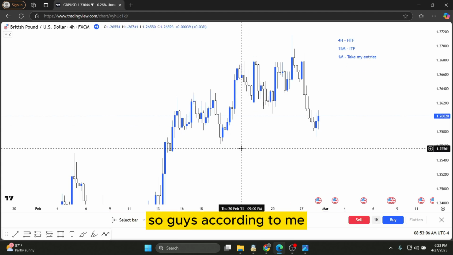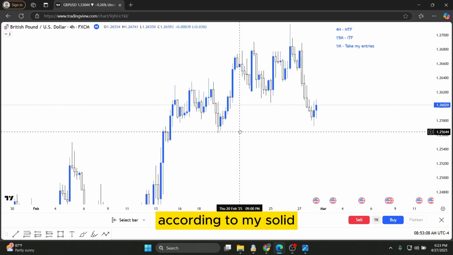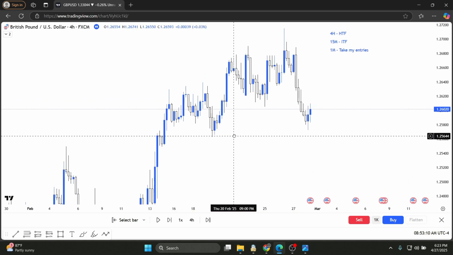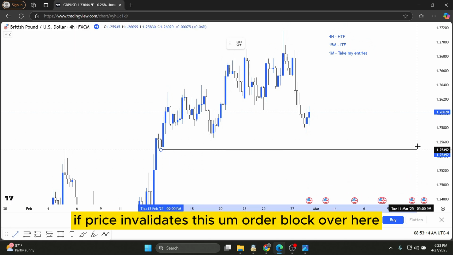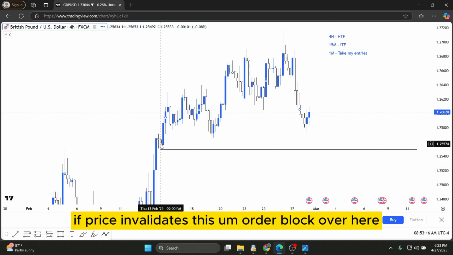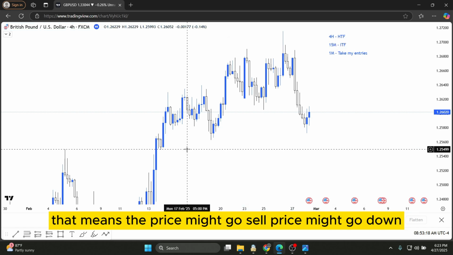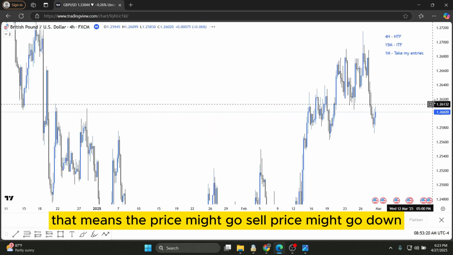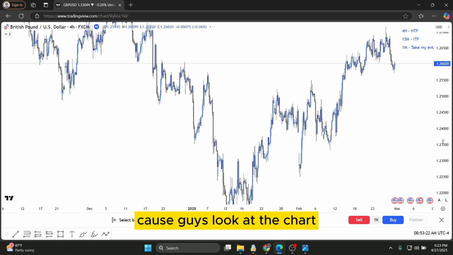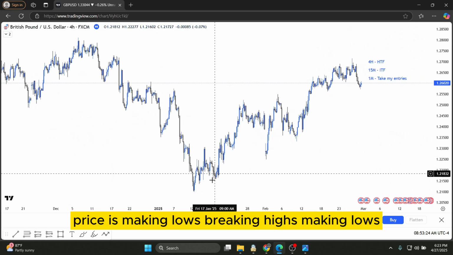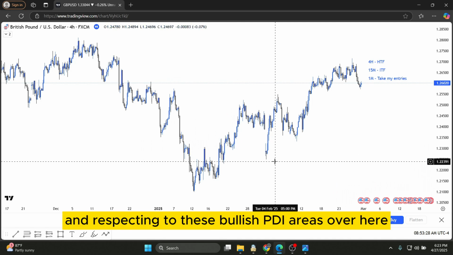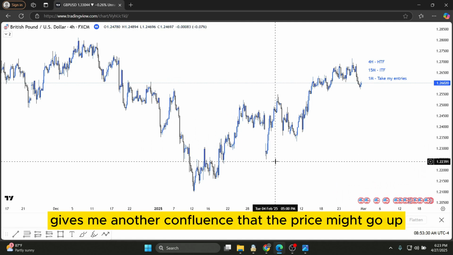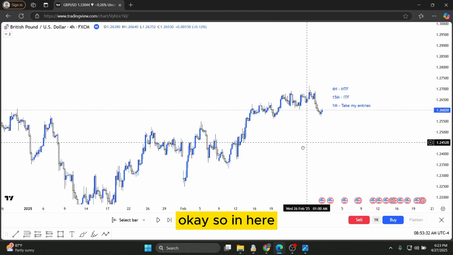So guys, according to my trading plan, if price invalidates this order block over here, that means the price might go down. Because look at the chart, price is making lows, breaking highs, making lows, breaking highs, and respecting these bullish PD arrays over here, which gives me another confluence that the price might go up.